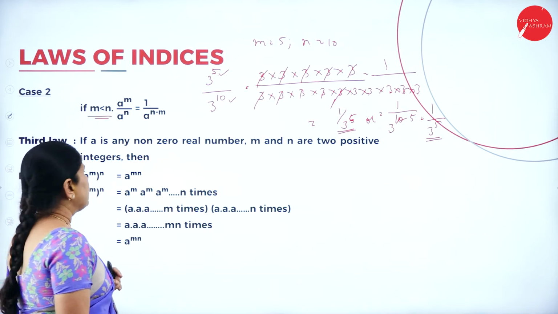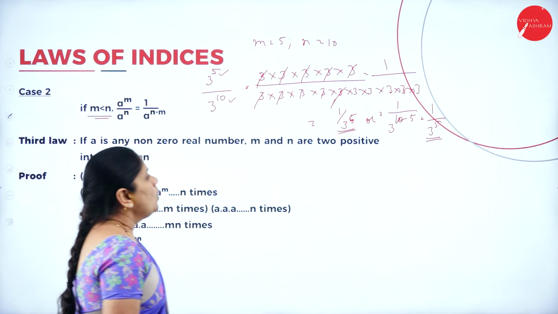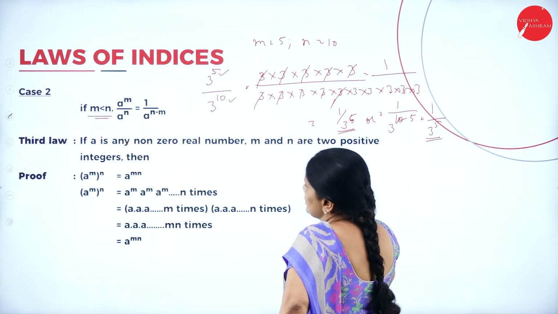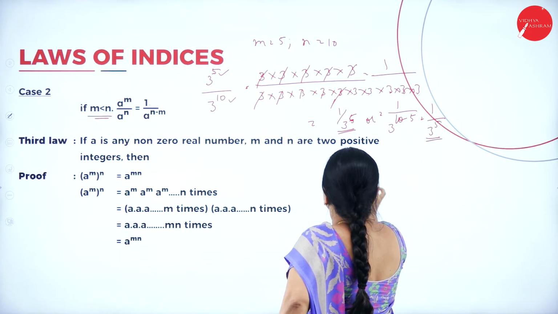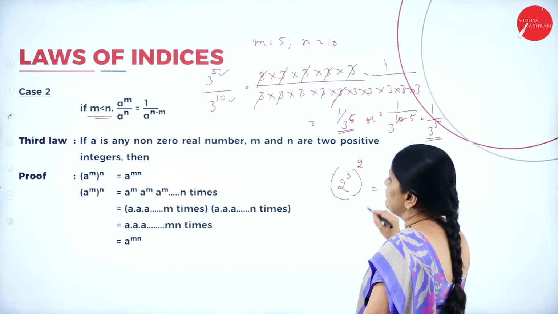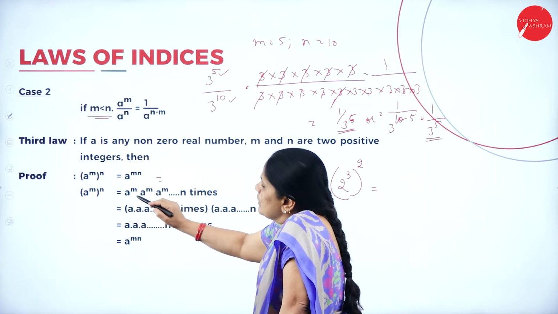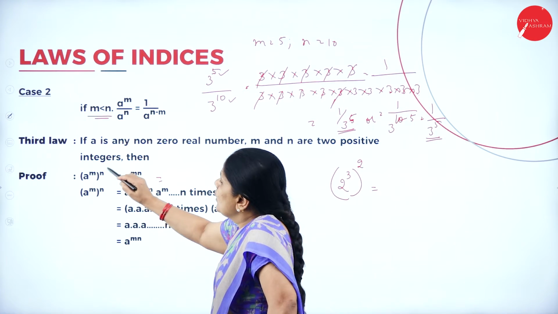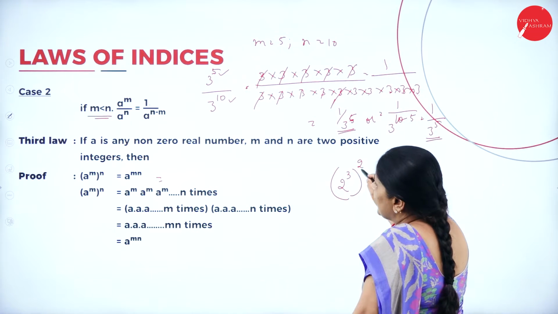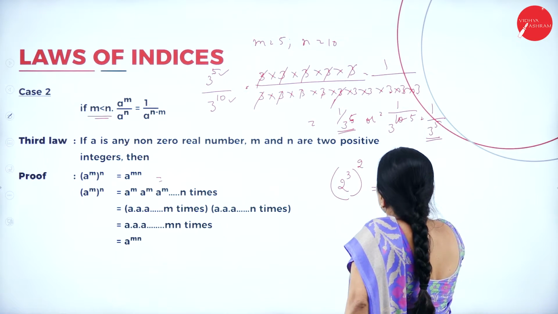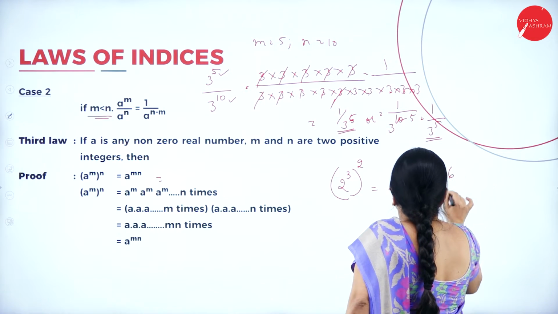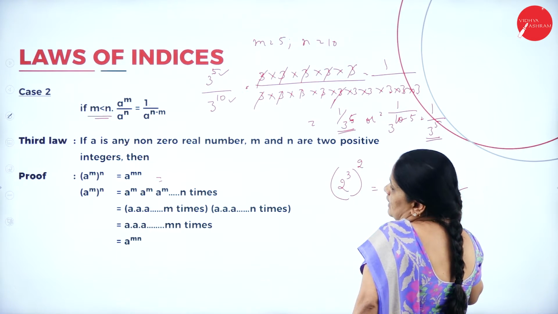Now the third law. What does the third law tell us? A to the power of m whole to the power of n equals a to the power of mn. So suppose I write 2 to the power of 3 whole to the power 2. What does this simplify to? According to this law, a to the power of m whole to the power of n equals a to the power of mn. So what should I do if I have to apply this? 2 to the power of 3 into 2, that is 2 to the power of 6. So this is the answer.